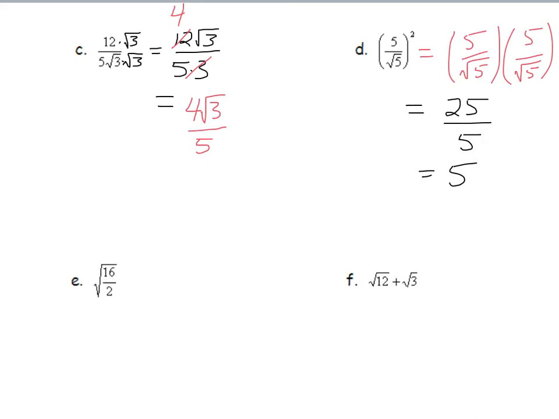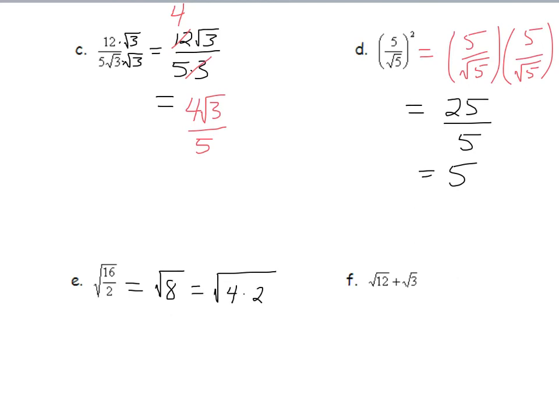So, next one. Notice in E, I've got square root of 16 divided by 2. Could I split this up? Could I make it the square root of 16 over the square root of 2? Absolutely. However, what I'm going to do is notice that 16 divided by 2 is really just an 8. So I'm working with the square root of 8, and the square root of 8 can break down into 4 times 2.